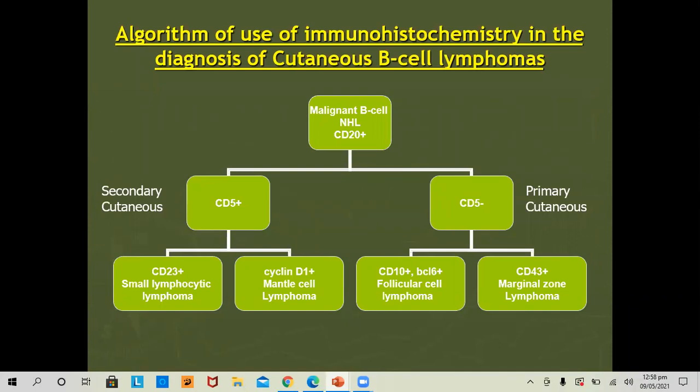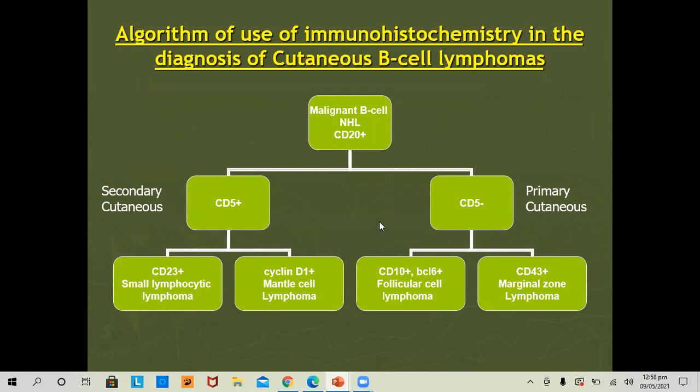This is a very important slide, and this slide is an algorithm of the use of immunohistochemistry in the diagnosis of cutaneous B-cell lymphoma. The first and foremost stain to differentiate between a T-cell and B-cell lymphoma is CD20. CD20 stains the B cells, while CD3 stains the T cells. So if we see a lymphocytic infiltrate in the skin lesion, then we order CD3 and CD20. And if the cells are primarily CD20, then it is a primary or secondary B-cell lymphoma, and we proceed accordingly.